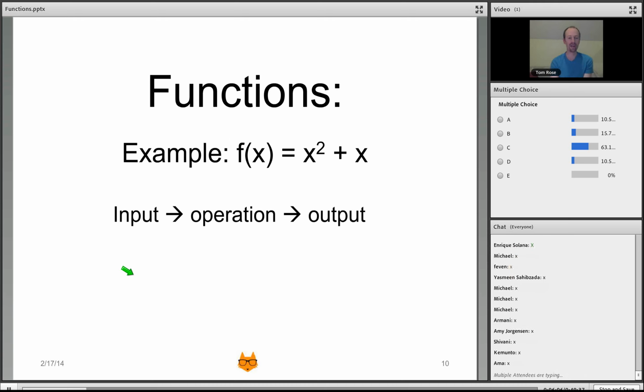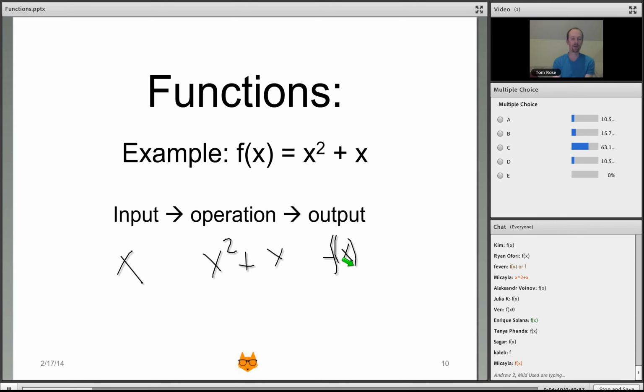What is the operation? The operation is x squared plus x. And then what is the output? Yeah, the output here is the function f. And I'll list this here with the x, just to be extra clear, although that's optional to write.